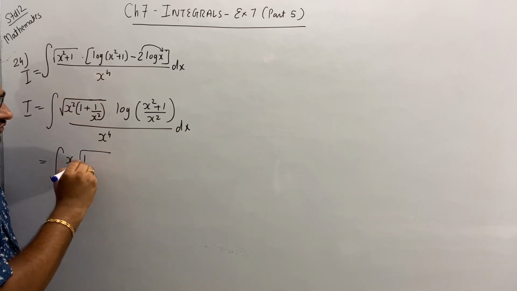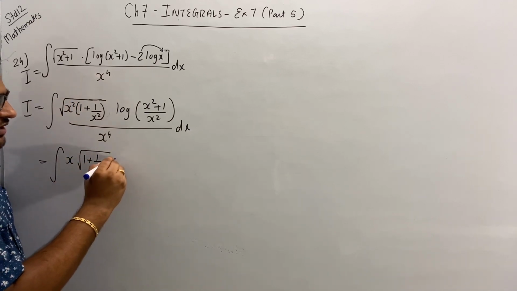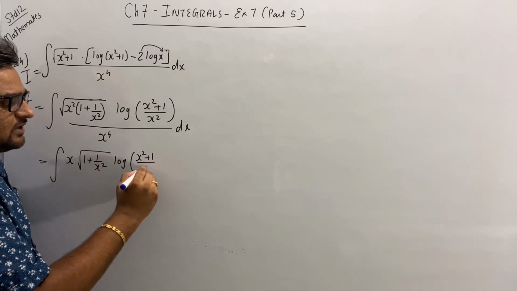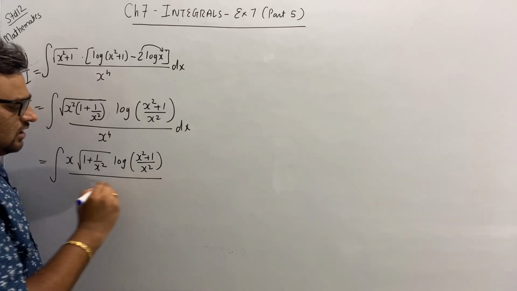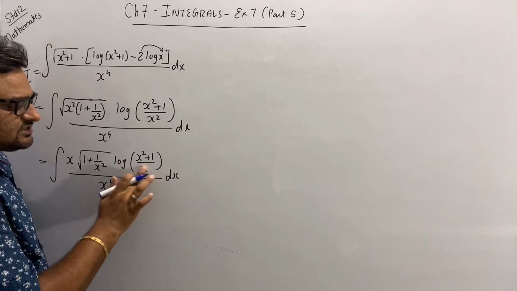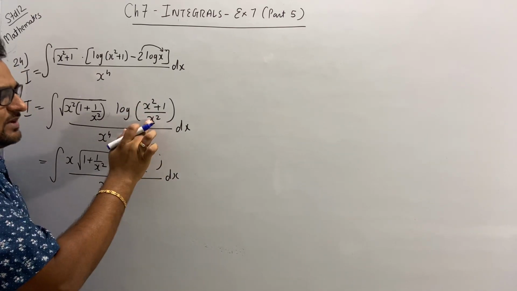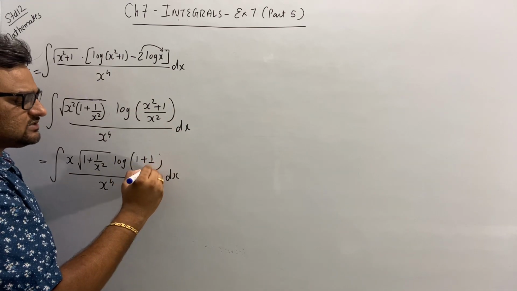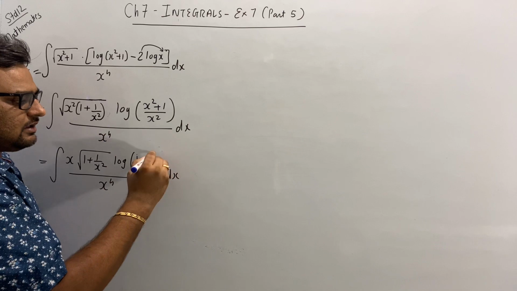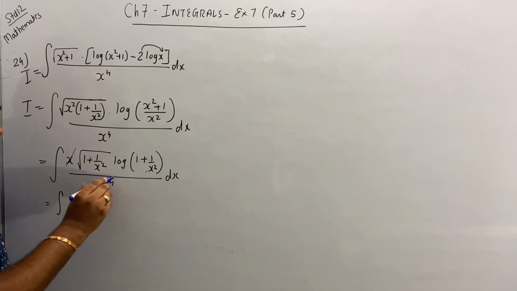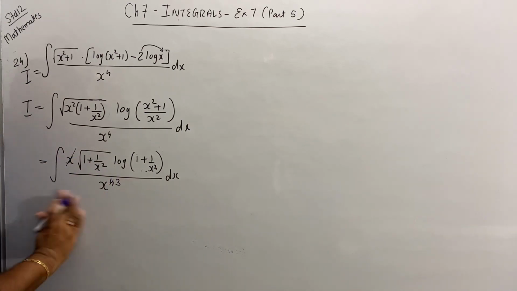Okay, so now our integral will be equal to x square root, and x square into square root of 1 plus 1 by x square, log of (x square plus 1 by x square) upon x raised to 4 dx. Sorry, I will separate this. Let's say x square by x square will be 1, plus 1 by x square. Okay, so now see here, x will be cube.